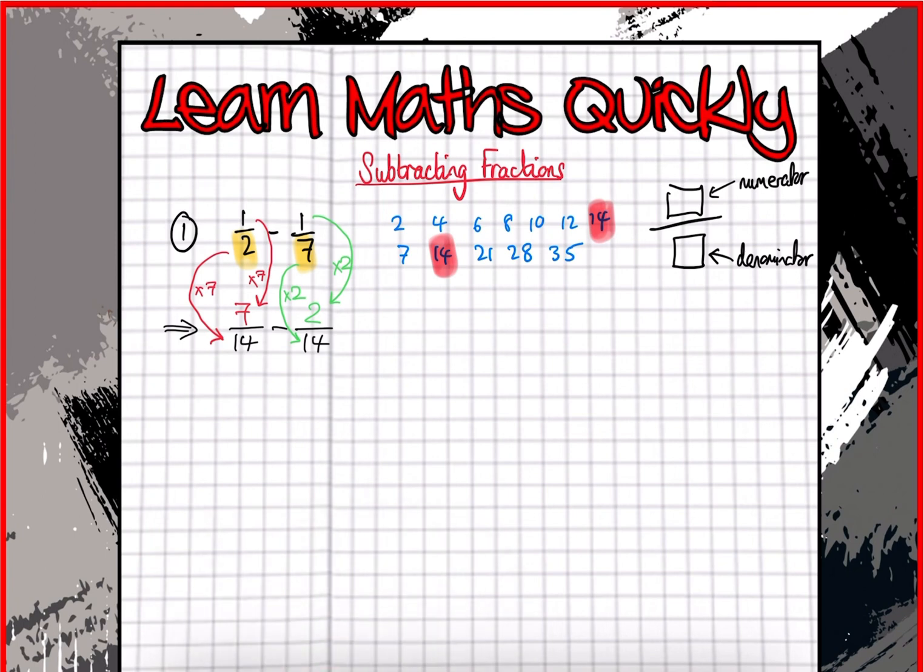7/14 minus 2/14. Just like with addition of fractions, at this point, you just subtract the numerators. You don't worry about the denominators. So you keep the denominator the same. So it's the same as saying 7 take away 2 all over 14. So our answer here is 5/14. And at this point, you've got to think, can I simplify that? And we can't.